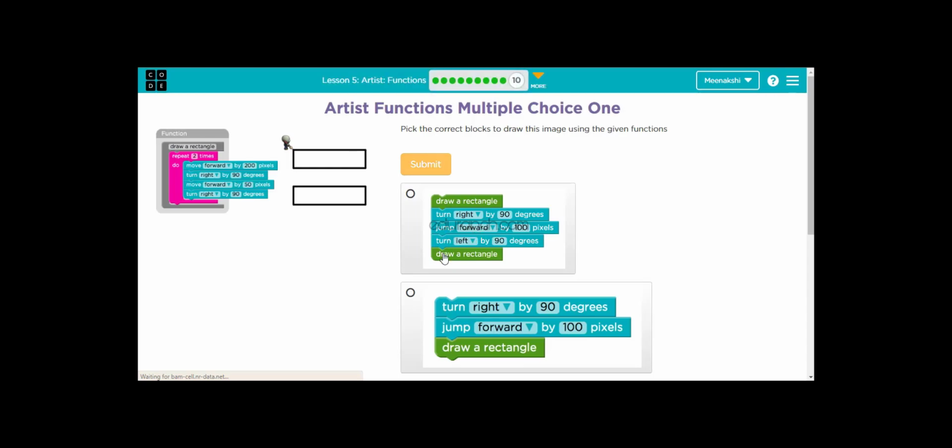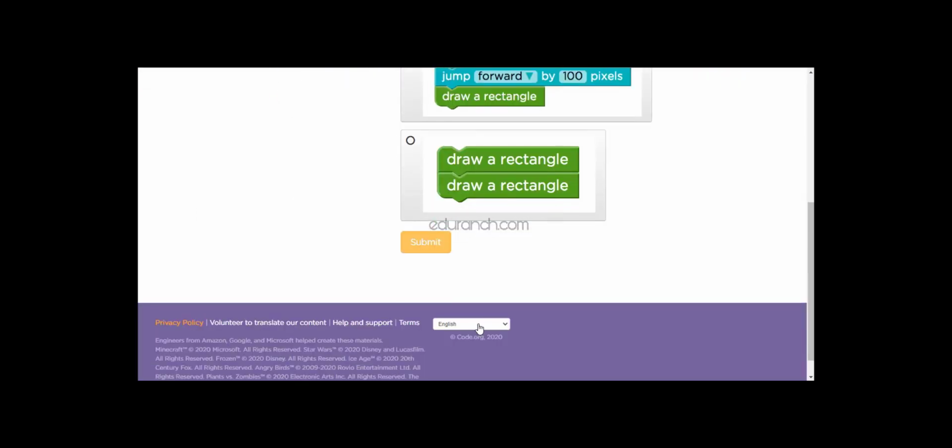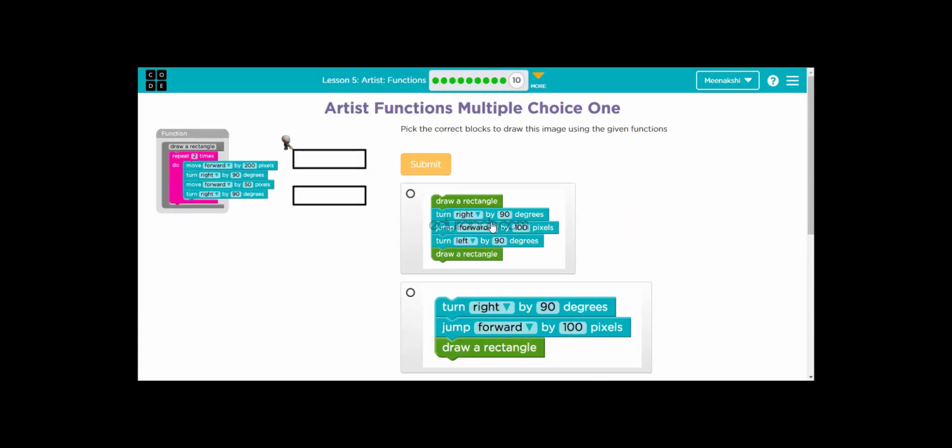Now we have a multiple choice question. It says pick the correct blocks to draw this image using the given functions. Okay, so we have been given the function block here. We just have to find out in which order the function block has to be used. It says draw a rectangle. Okay, drawn. So we have to see the function block first. Move forward by 200 pixels, turn right by 90 degrees, 50 pixels, turn right. Okay, it'll come back here.